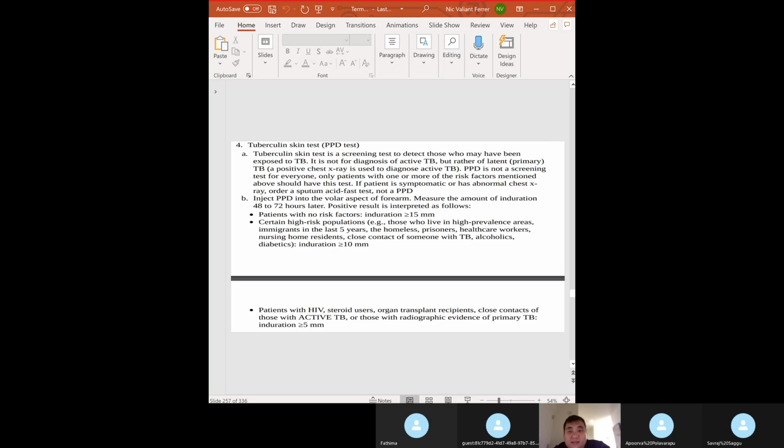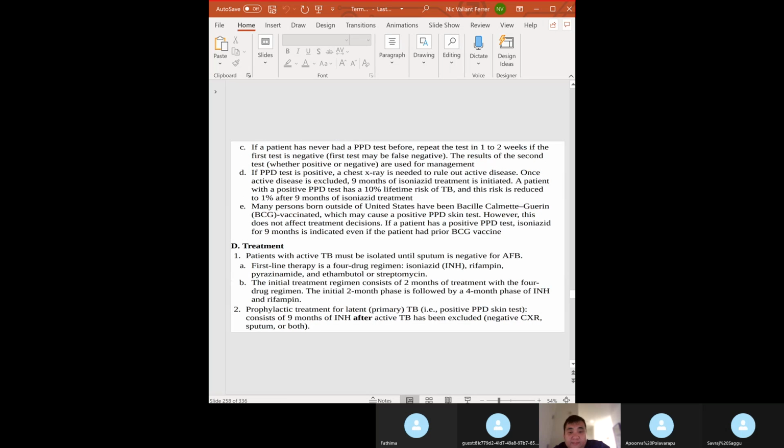You need to know what a PPD test is. It's a screening test to detect those who may have been exposed to TB. Know the procedures, please. Don't forget high yield. If patients have previously been vaccinated with BCG, they will have a positive PPD. However, it doesn't affect treatment decisions.